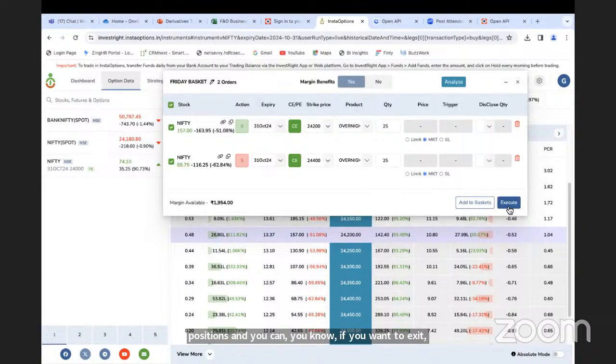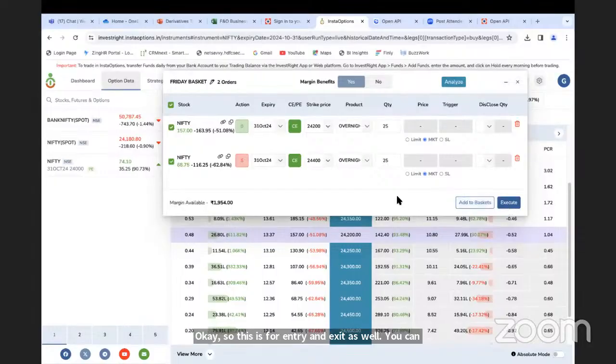From that as well, you can tick and untick multiple positions, and simply click on exit all, and the selected positions will be exited. Okay, so this is for entry and exit as well. You can execute multiple orders at once.